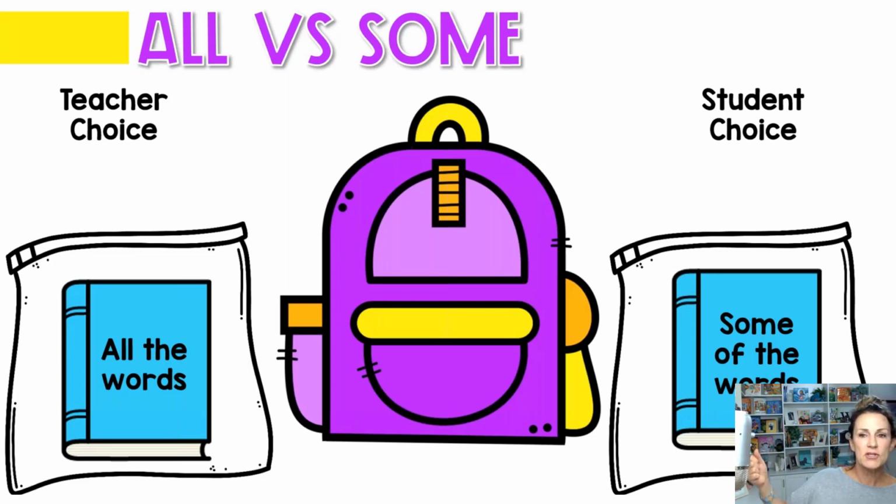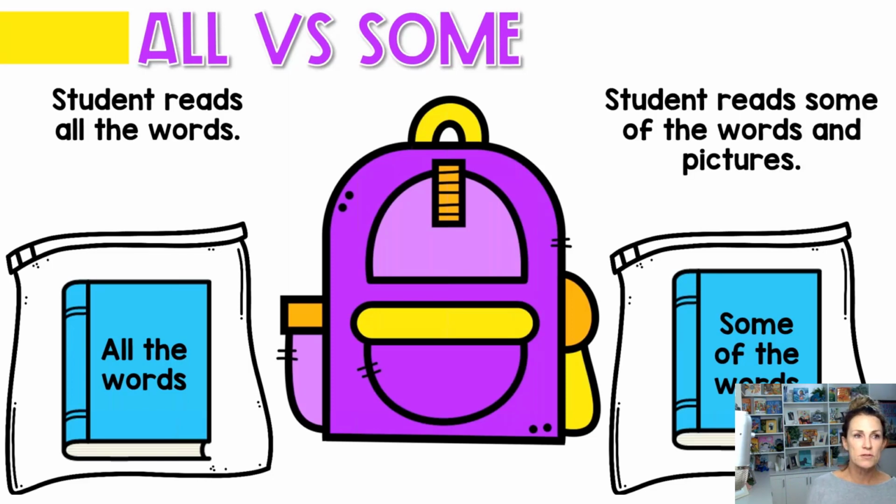The other one is going to be student choice. So maybe they can read some of the words. Maybe they can read none of the words. Maybe they're just reading the pictures. Maybe they got it from the school library. Maybe they got it from your classroom library. Maybe they got it from the book fair, right? So we're going to have two different book bags, one where they can have all of the words that they can read, and the other one where they can maybe read some of the words.